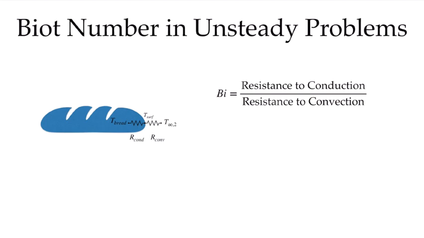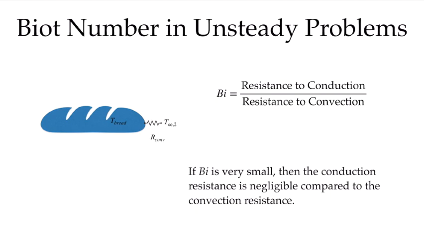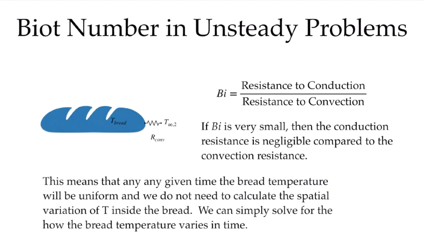If, however, the Biot number is very small, the resistance to conduction is very small compared to the resistance to convection, then the variation within the bread itself is going to be very small because these resistors are very much smaller than this resistor. And that means that we can think only about a single temperature for the bread. It means, again, our problem is a one-dimensional problem because we can think only about how the one single temperature that represents the temperature everywhere within the bread is varying with time, instead of having to solve that distribution as a function of time. So it turns our unsteady problem into a one-dimensional problem and greatly simplifies how we can solve how long it takes before we can touch our bread with our bare hands.